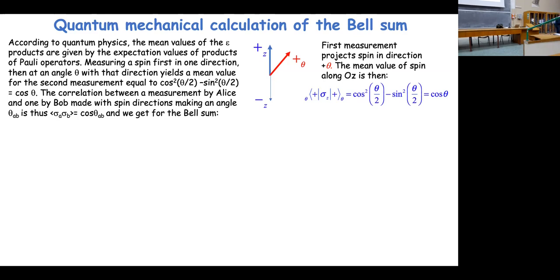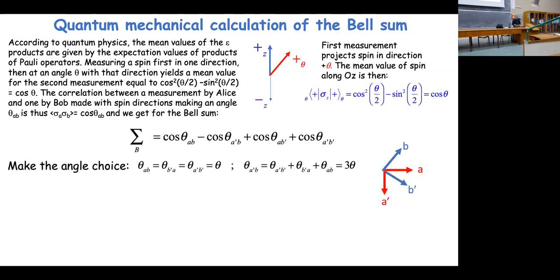So you find that the expectation value of the spin measured along Z, the first time, will give you cosine theta as an expectation value in the second measurement. So what this means is that if Alice performs a measurement in one direction and Bob performs a measurement next in the other direction, the product of their results will be cosine theta on average after a very large number of measurements, because these are expectation values.